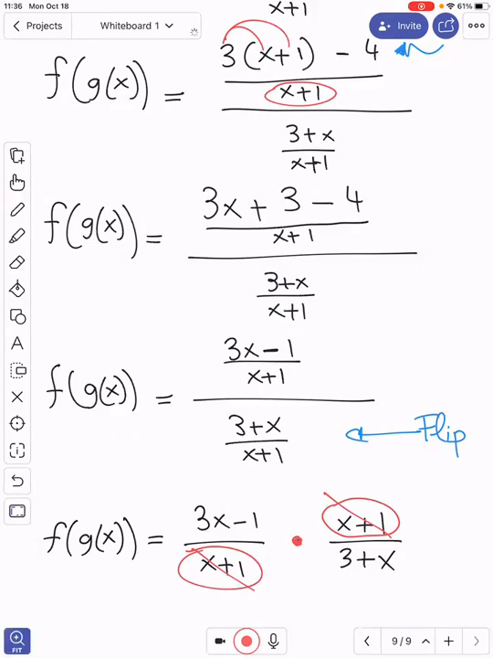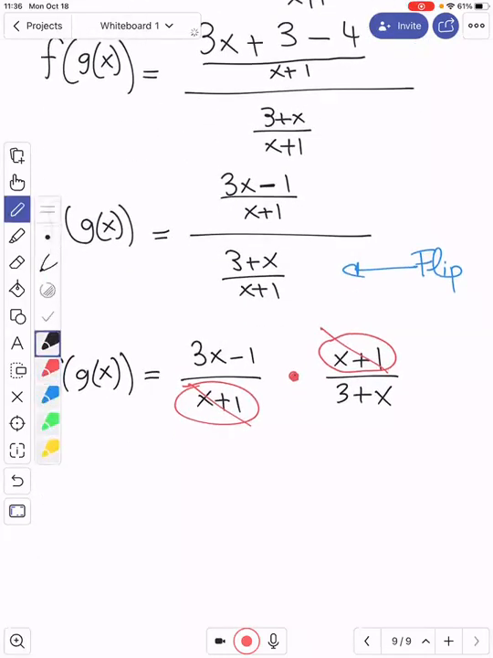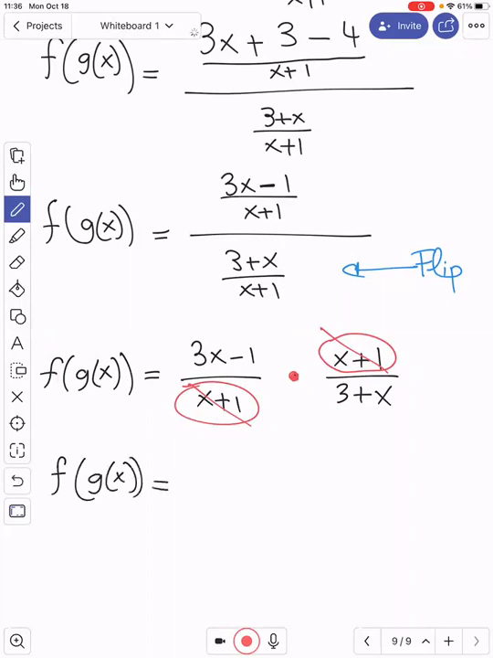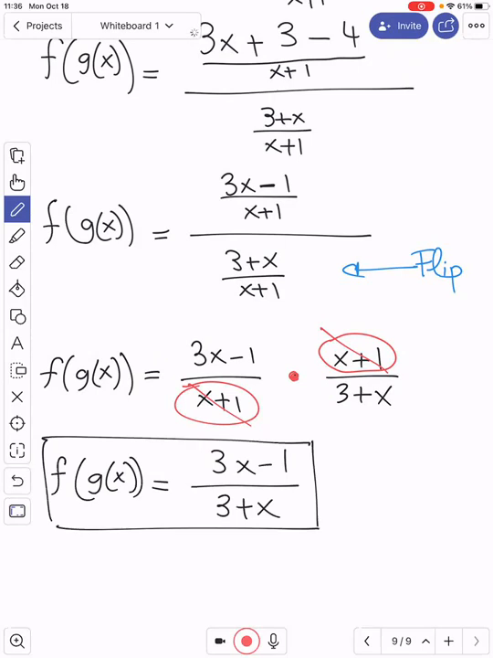Anyway, so now this f of g of x, well, we are done finally. This is x - 1 in the top, and 3 + x in the denominator. Now we need to find the domain of this. So what's the domain of this?